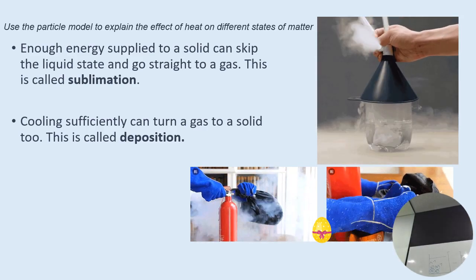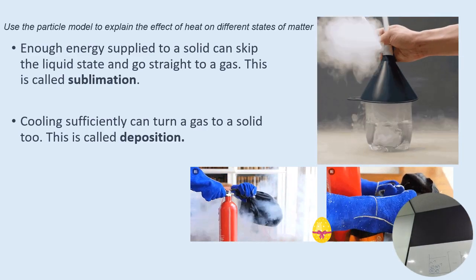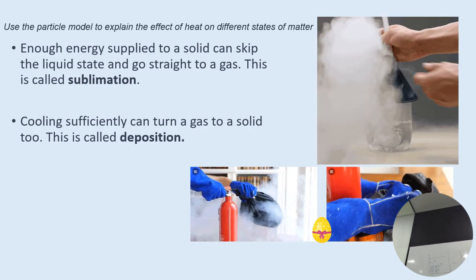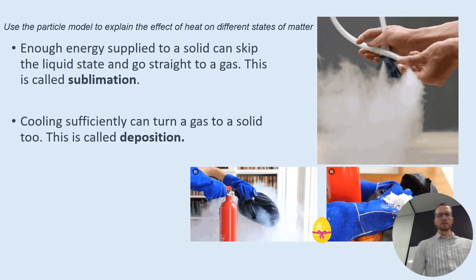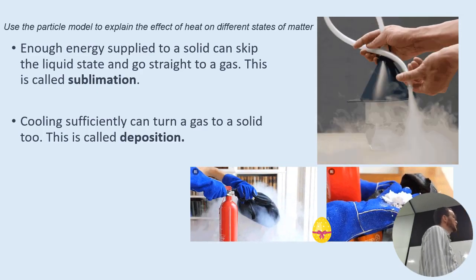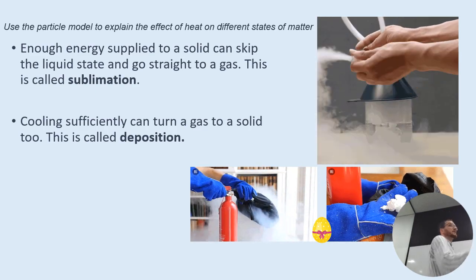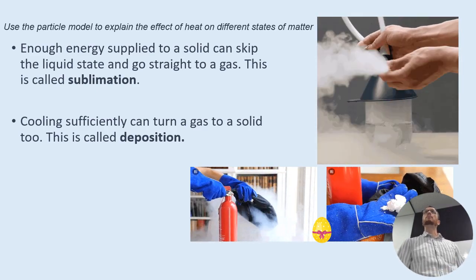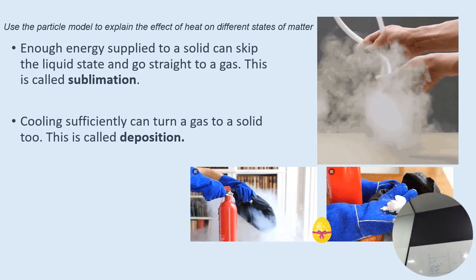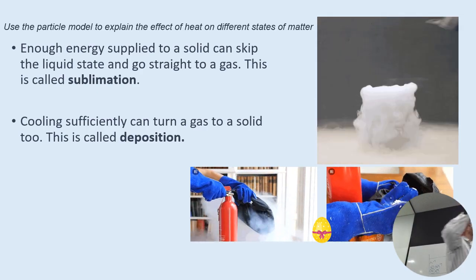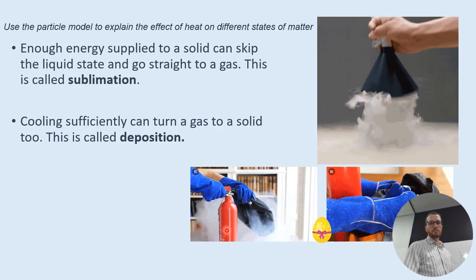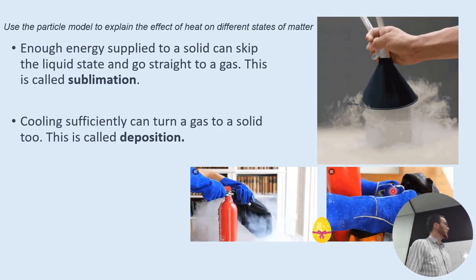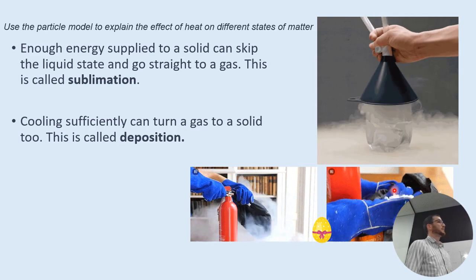Now, when we had the dry ice demonstrations, dry ice is called dry because it doesn't have a liquid phase. It goes straight from a solid to a gas. And that process is called sublimation. If I do the reverse, bypass the liquid phase when cooling, we get deposition. And this is one way in which we can make dry ice, using a fire extinguisher.